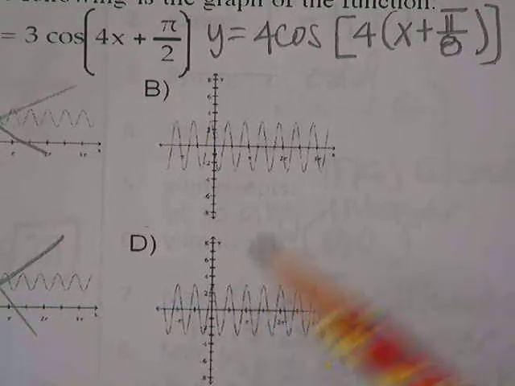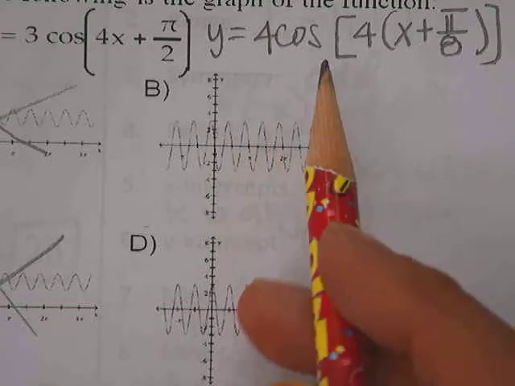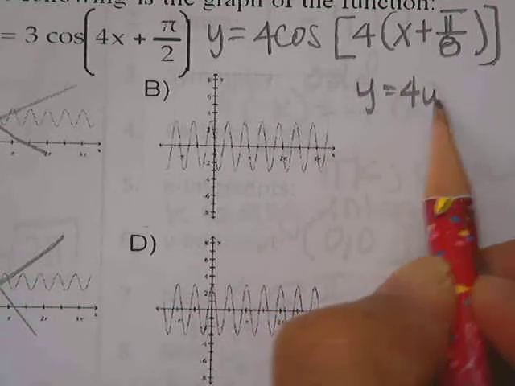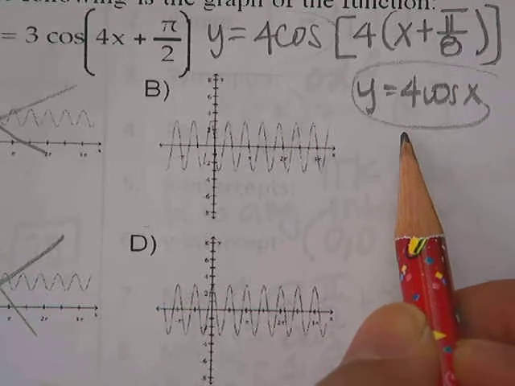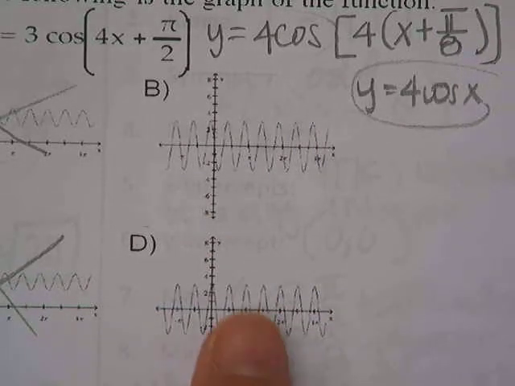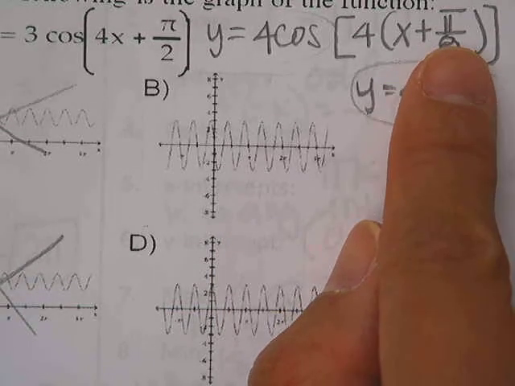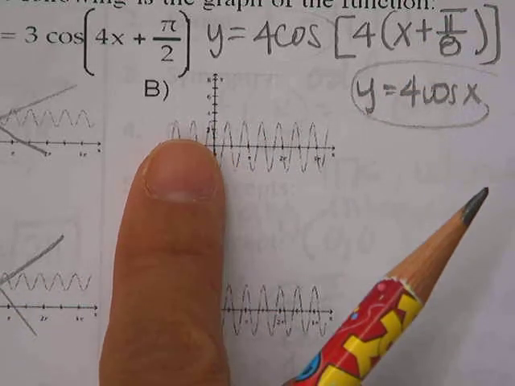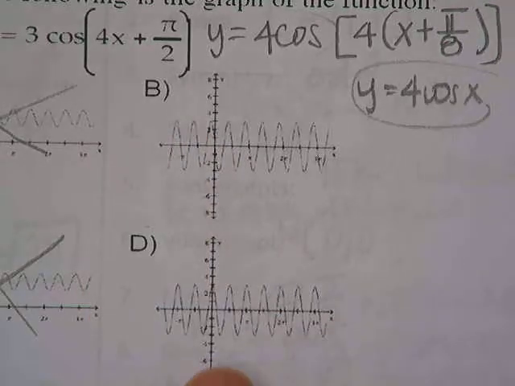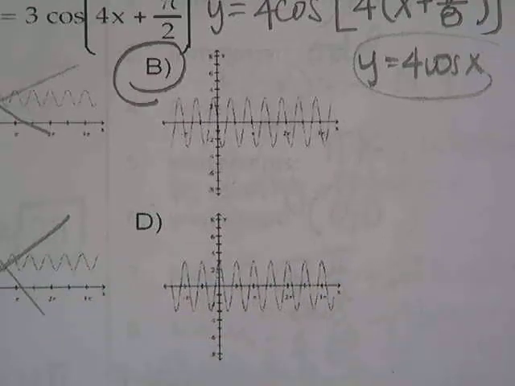Now which one's correct? The parent cosine starts at 0, 1. So if I have y equals 4 times cosine of x, just taking this first piece right here, then I should have a 0, 4. Technically that's correct, but you do have a phase shift to the left by a little bit, left by pi over 8. So if I go left by pi over 8, this should be the better choice and not this. This right here is perfect if you don't have any phase shift, but because you do have a phase shift, your choice is B. And that's really how you do multiple choice.